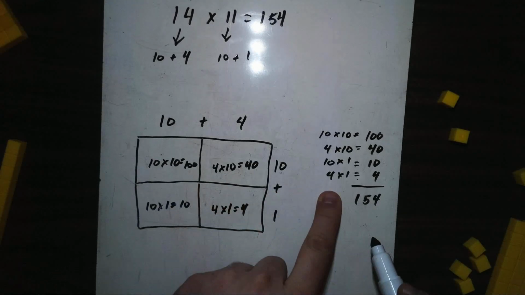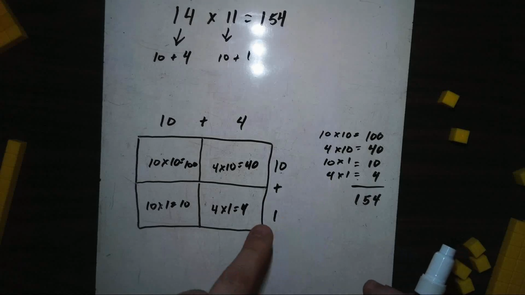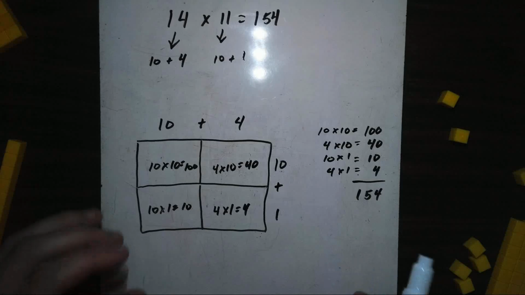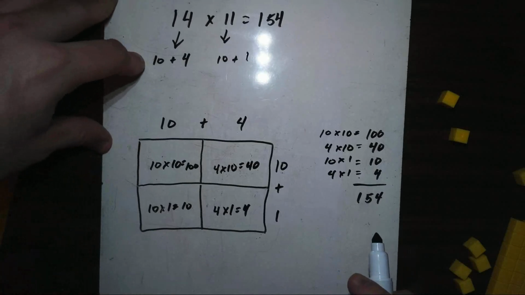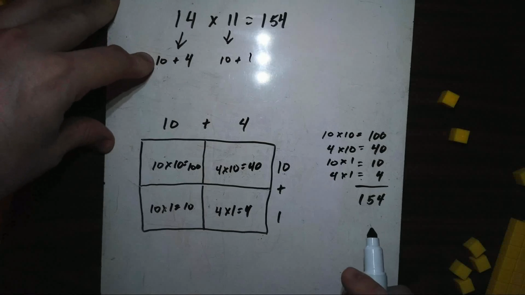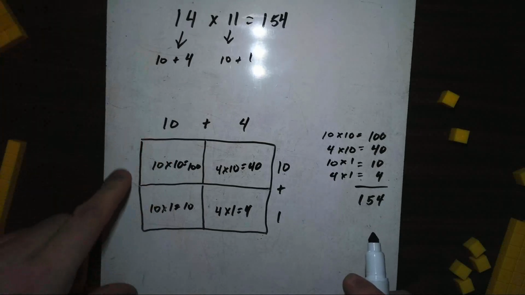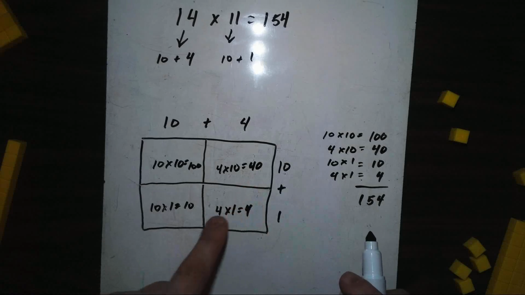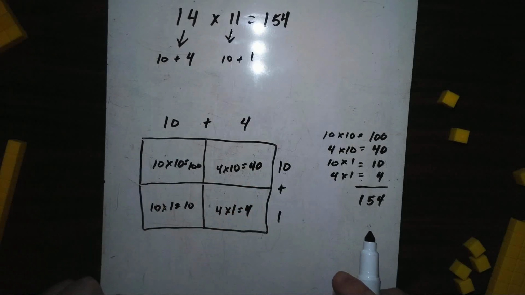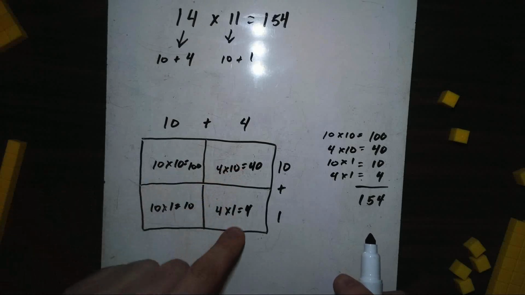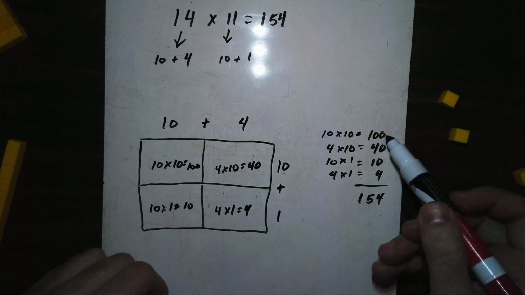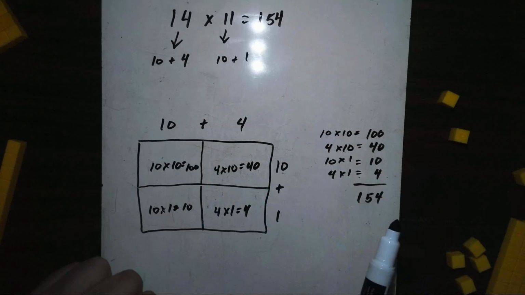Now, if you compare these to our partial products when you use the base 10 blocks, you'll notice that these are exactly the same thing. So without using the base 10 blocks, we can simply write our factors in expanded form, create our own box or array, write each partial product within the array, and then find the sum of each of these partial products. So if I were to go through and do 100 plus 40 plus 10 plus 4, just like I did over here, I would get the answer to my original problem, 14 times 11.